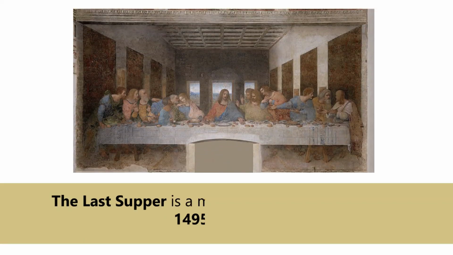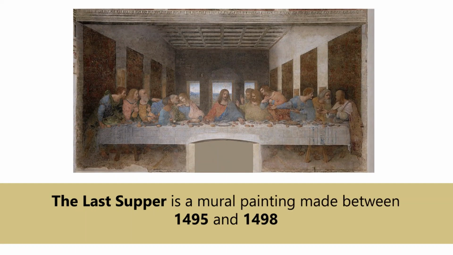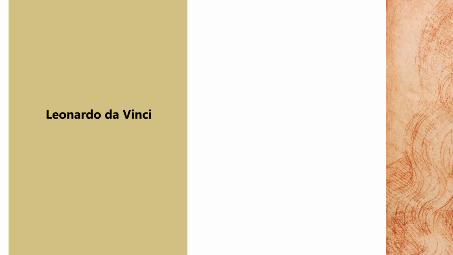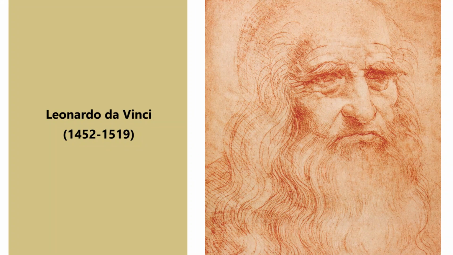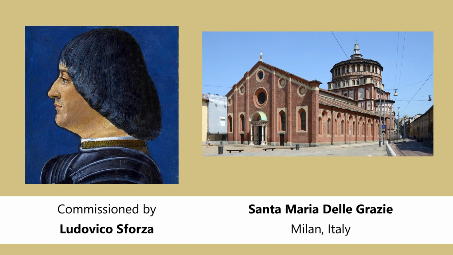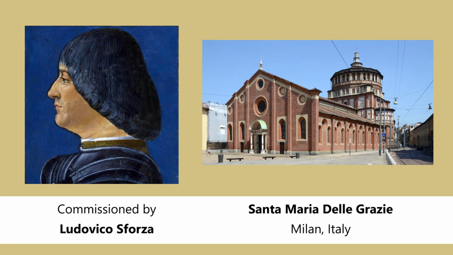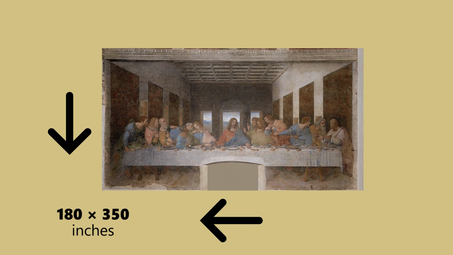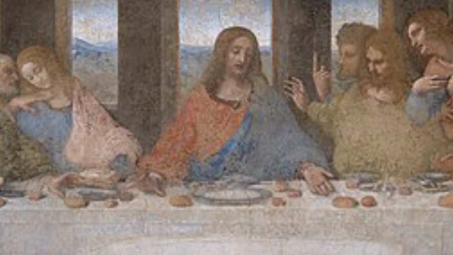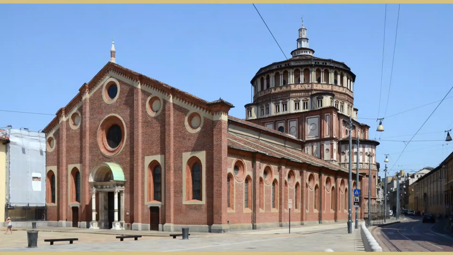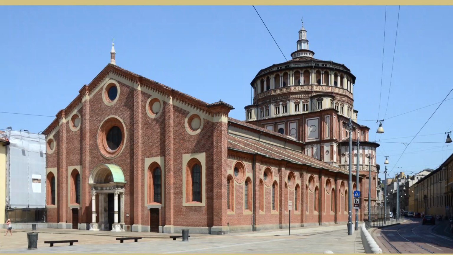The Last Supper is a mural painting made between 1495 and 1498 by the multifaceted artist Leonardo da Vinci, 1452 through 1519. He was commissioned by Lodovico Sforza for the refectory of the convent of Santa Maria del Grazie in Milan, Italy. This mural measures 180 by 350 inches, 4.6 meters by 8.8 meters, and portrays a scene from the Bible in which Jesus met with his apostles to share bread and wine with them before his last hour. The painting still remains in the same place where it was made.